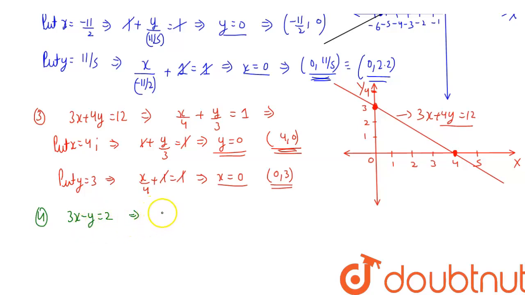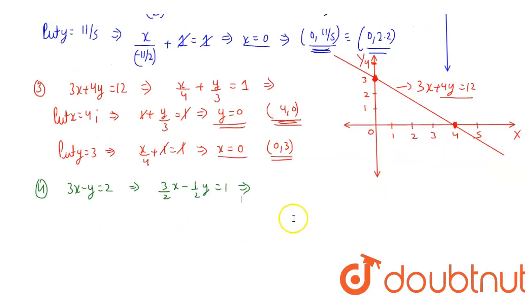So if we do that, then here we get 3/2 times x minus 1/2 times y is equal to 1. Now this can be rewritten like this: x divided by 2/3 in the denominator, plus y divided by minus 2, and this would be equal to 1.